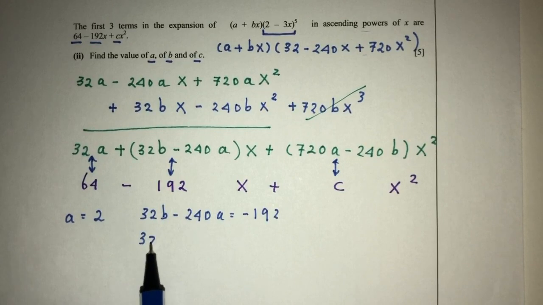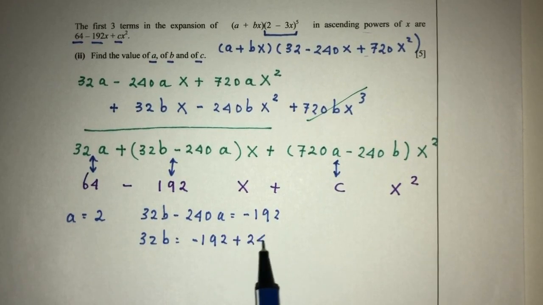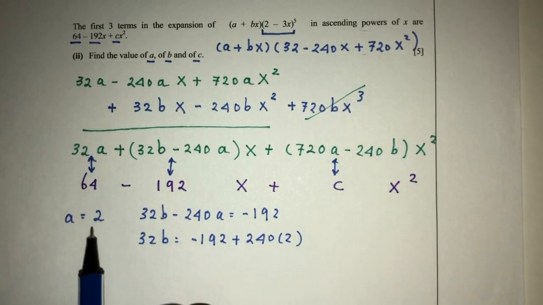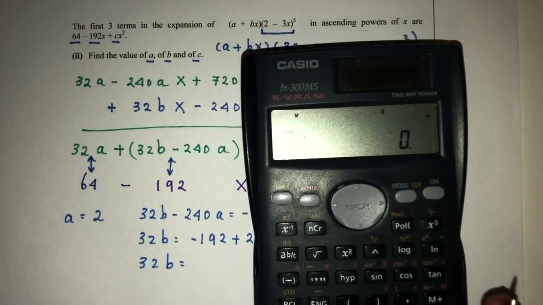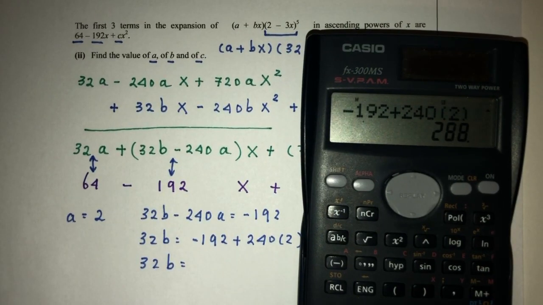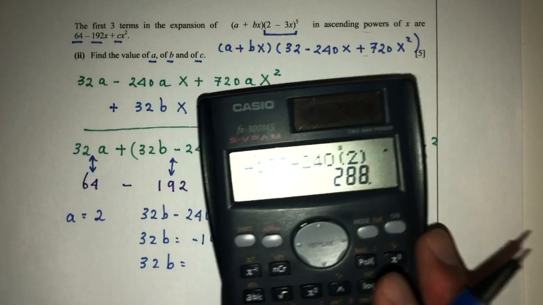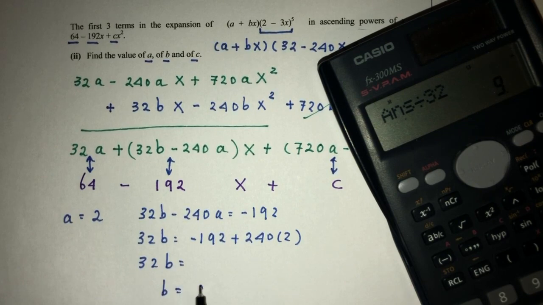So 32b has to be minus 192 plus 240 times a. a is 2 according to this. So 32b has to be what? Minus 192 plus 240 times 2. That will be 288. Sorry. And divide by 32, that will be 9. So b has to be the value of 9.